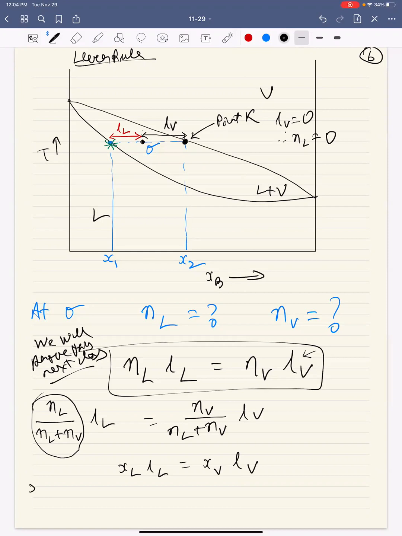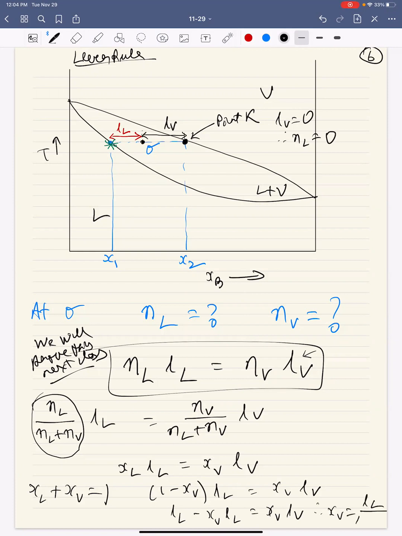Also, XL plus XV must be equal to 1. If you're talking about mole fractions and there are only two phases, you are going to be either liquid or vapor, right? Therefore, 1 minus XV multiplied by LL is equal to XV LV, or LL minus XV LL is equal to XV LV. Therefore, XV is equal to LL by LL plus LV. There's a lot of L's. The small l indicates length, the capital L indicates liquid.